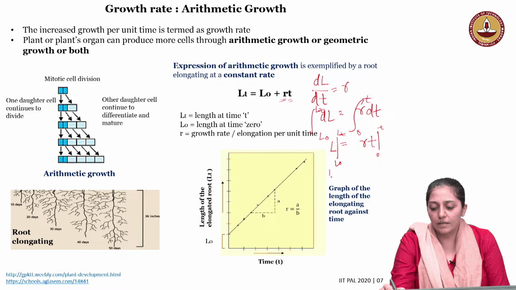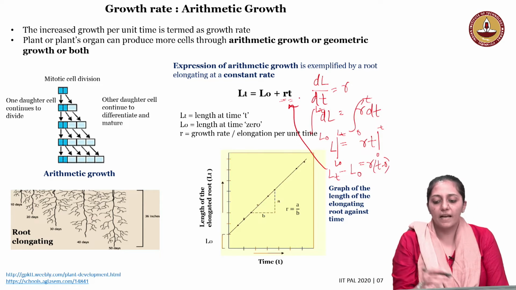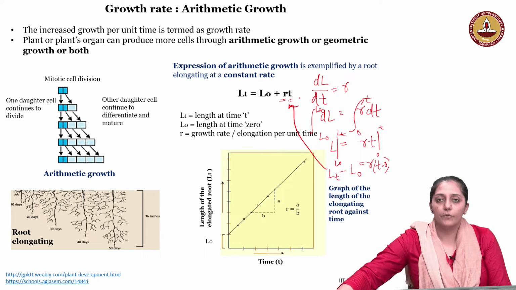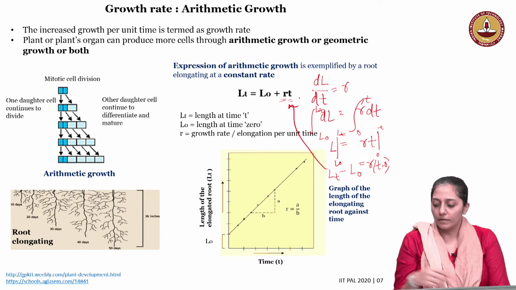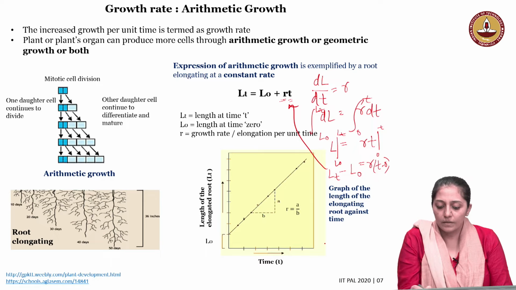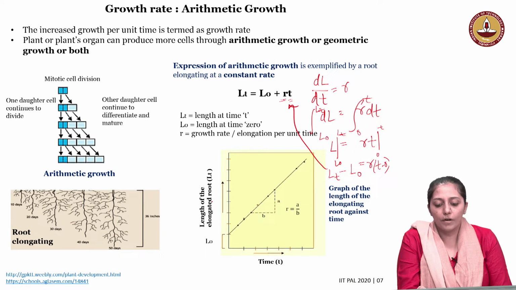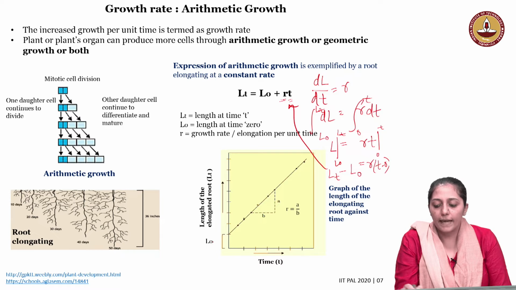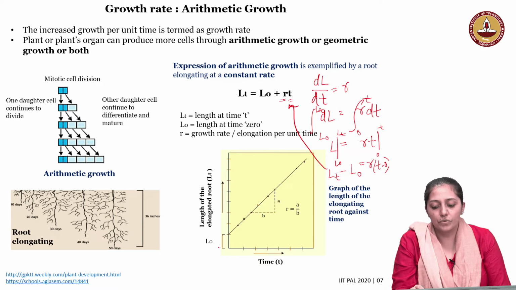So, if you put the limits, it will become LT minus L naught is equal to R times T minus 0, which is the same as given here. Now, this is a linear equation. So, if you make a plot, as shown here in the yellow color, of the length of the elongated root, which is LT versus time, then it will be an inclined straight line with a y-intercept of L naught. I hope this is understood.